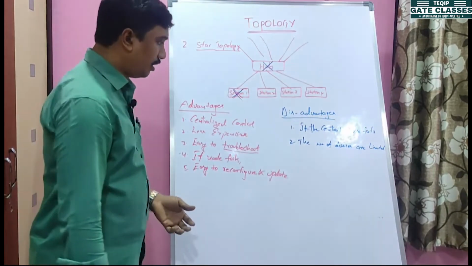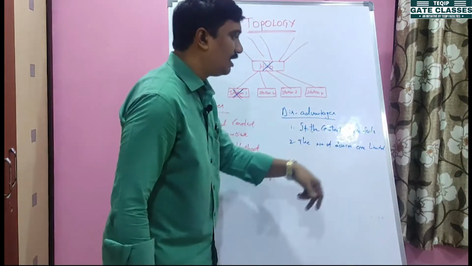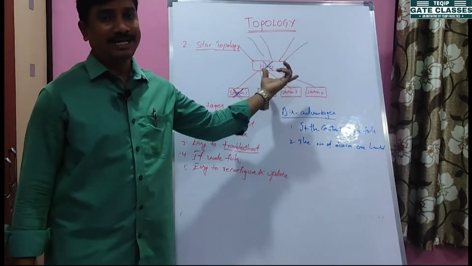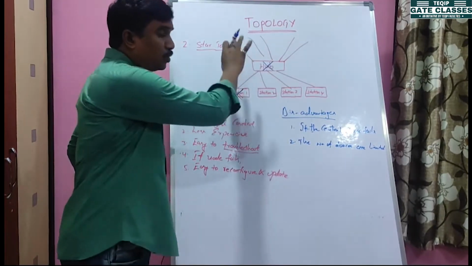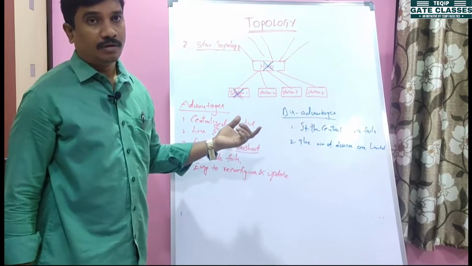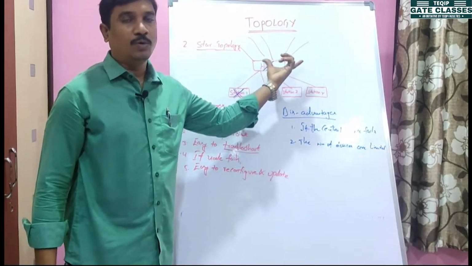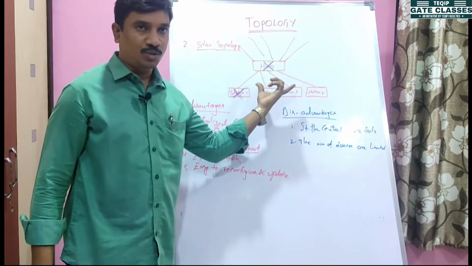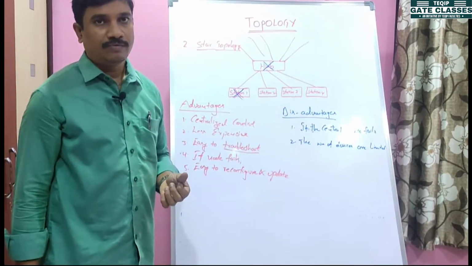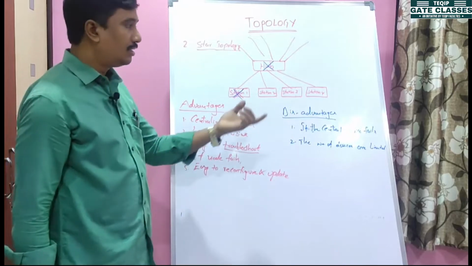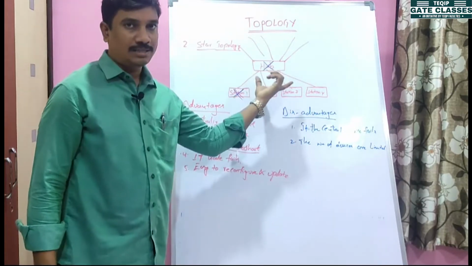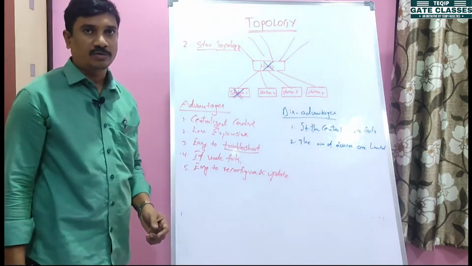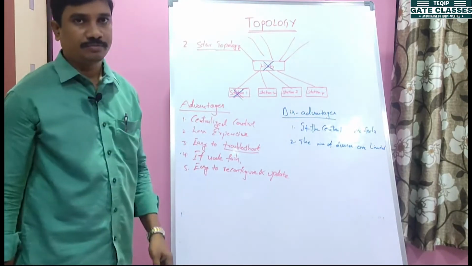The second one is that the number of devices is limited. That depends on the hub, on how many ports are there in the hub. Only that many stations can be configured. If the systems increase and the hub ports are fewer, it is difficult to configure. These are the two drawbacks of star topology.